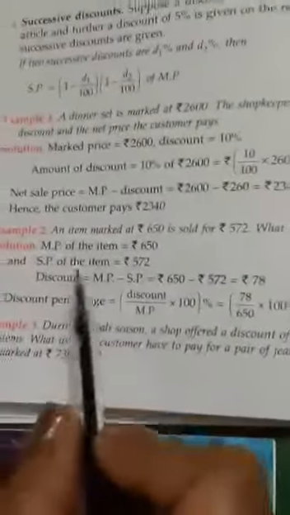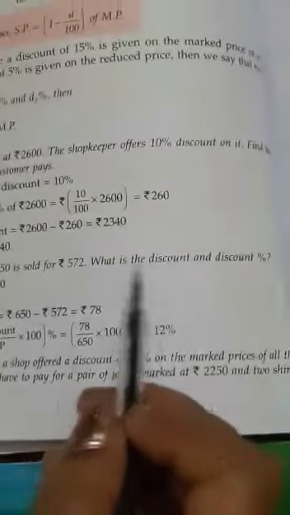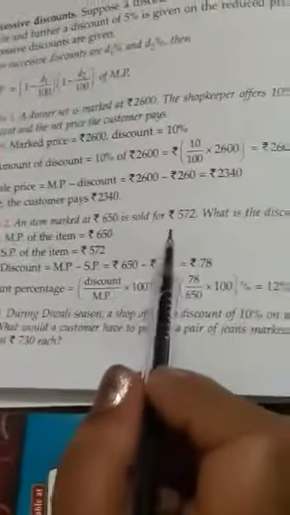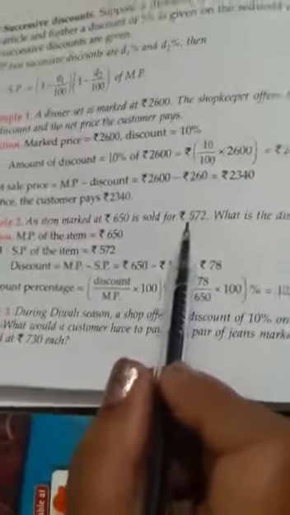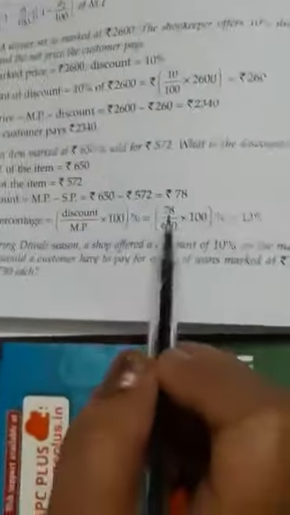Children, the next example: an item marked at rupees 650 is sold for rupees 572. What is the discount and discount percentage? Mark price is 650 and the selling price is 572. You can see clearly mark price is greater than selling price. It means the customer is getting some discount. How will you find out the discount? Mark price minus selling price. From the mark price 650 you will minus 572. It will come out 78. 78 is your discount. And discount percentage formula is discount upon MP, mark price, into 100. So 78 upon 650 into 100 will come out 12%.